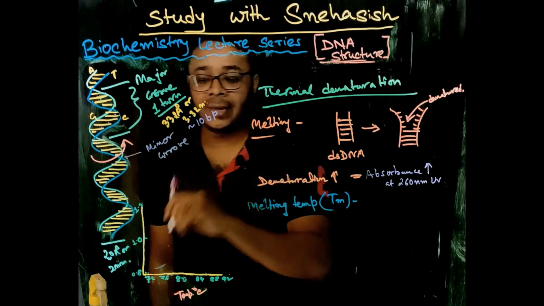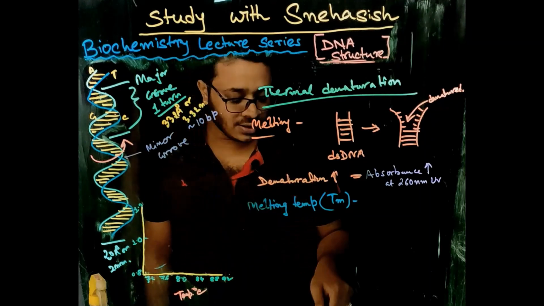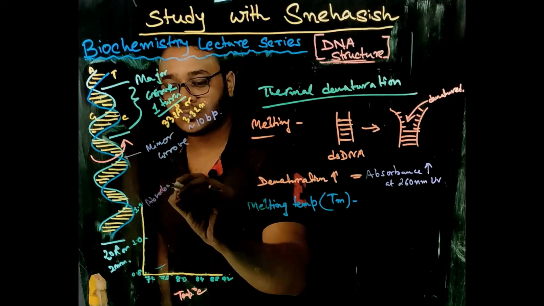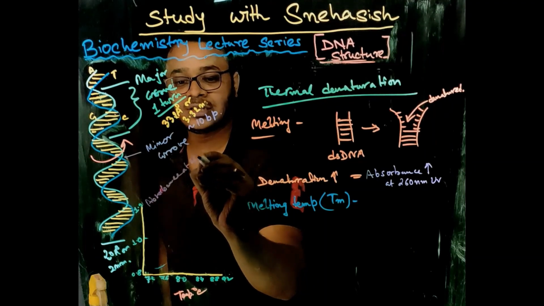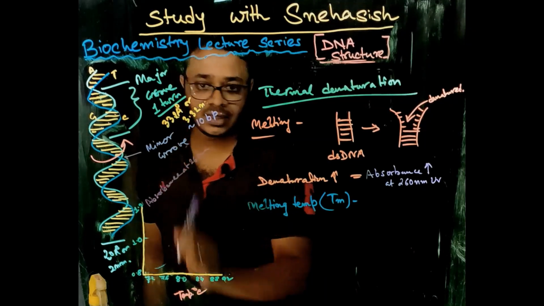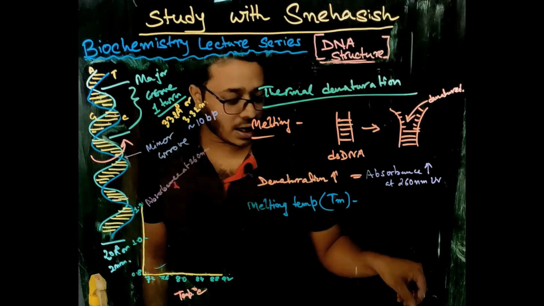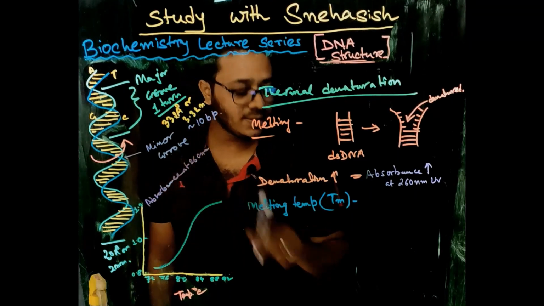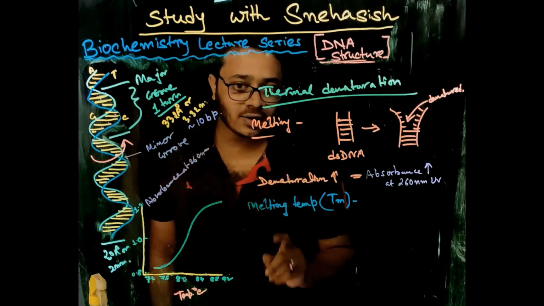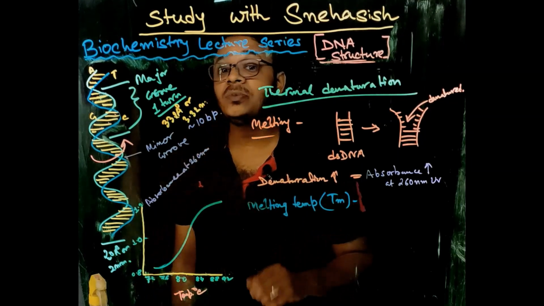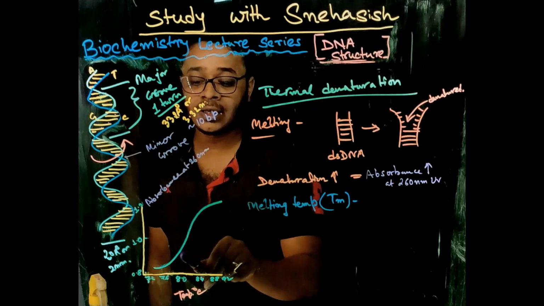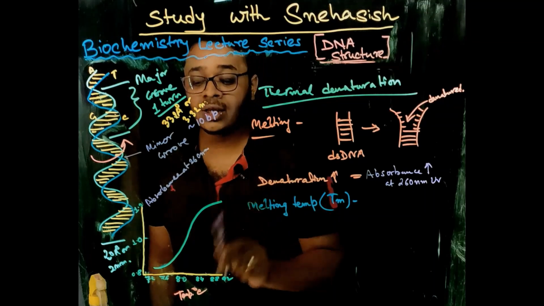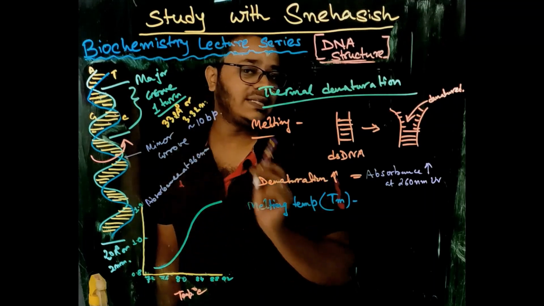So the melting temperature we can understand from this graph. This side is the absorbance at 260 nanometer. This side is the temperature. We will get a curve which looks like this, that is a sigmoid curve. Why a sigmoid curve? Because at the start, or during the initial stages, the rate of DNA denaturation is high, then the rate of DNA denaturation slows and finally ceases. So this gives an S-shaped or sigmoid curve.